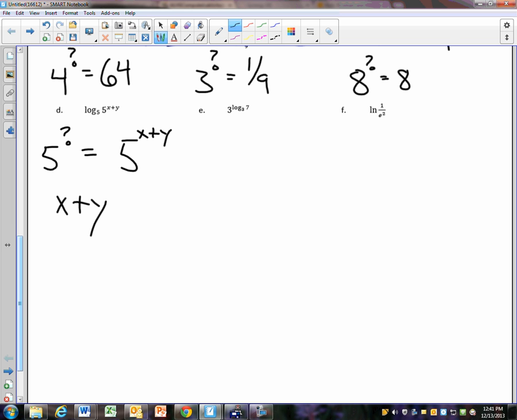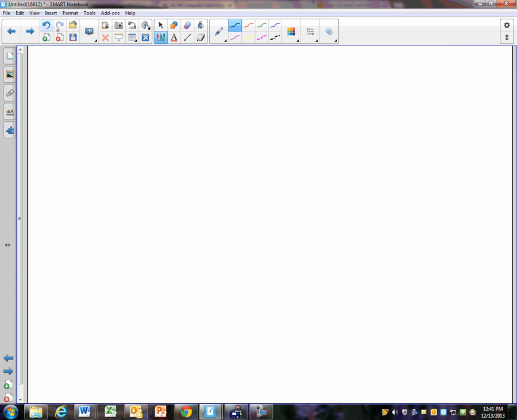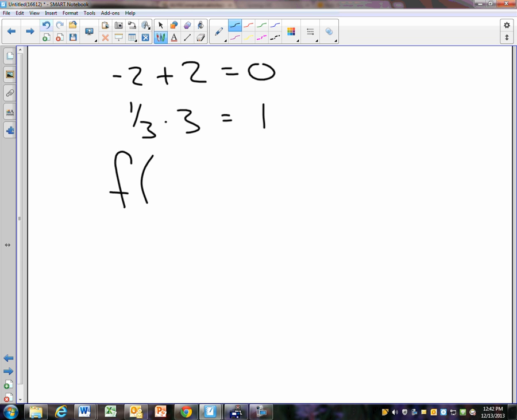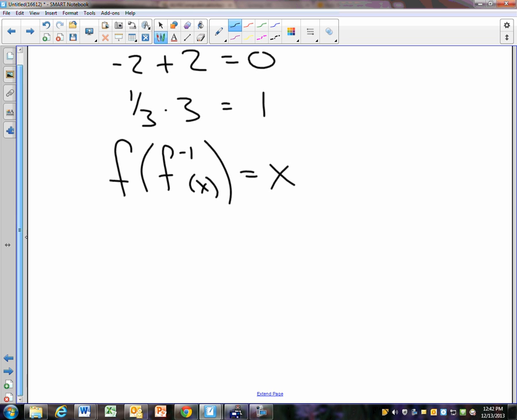Put down your pencils. Don't write this down. Watch this. Okay? This is where it's all supposed to come together. What is the additive inverse of negative 2? 2. What is the multiplicative inverse of 1/3? What is the function inverse of f? You remember when we did those, what we got? We got x. And here's what you're seeing right now.